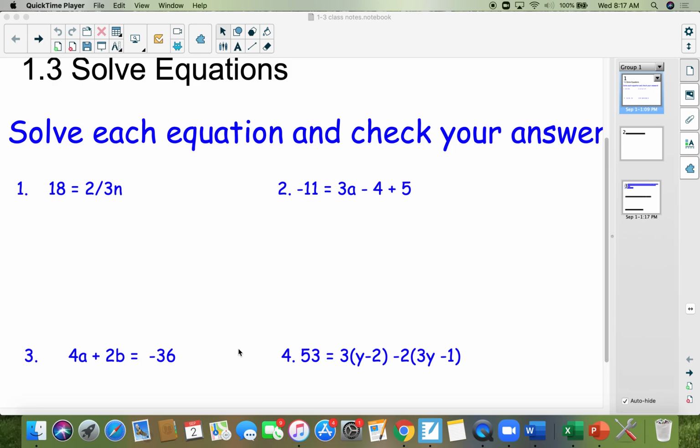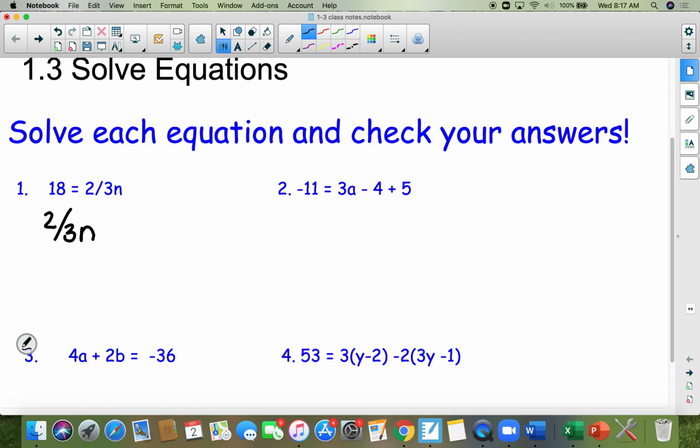Okay, 1.3, again, a lot of this is review from Algebra 1. We're going to learn how to solve equations in this section. And there's one other thing, there's two parts for today, and the second part is how to rearrange formulas in algebra. So the first part, you're going to solve each equation, and you don't really have to check your answers. You can just check your answers by coming up to the front of the class to see if you did these right.